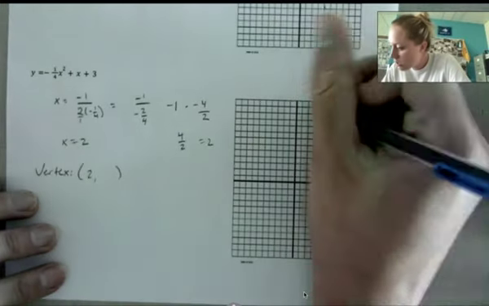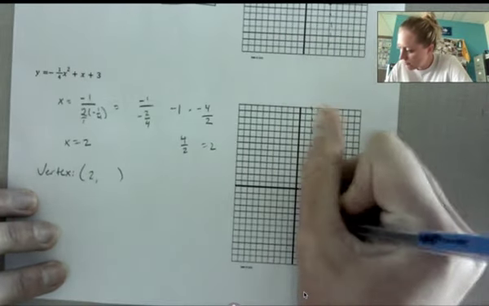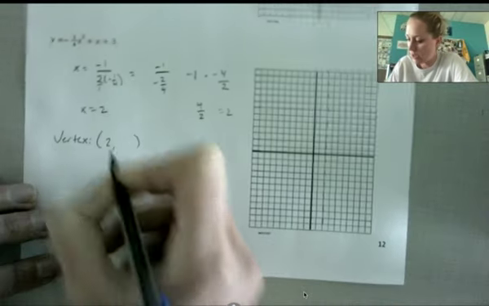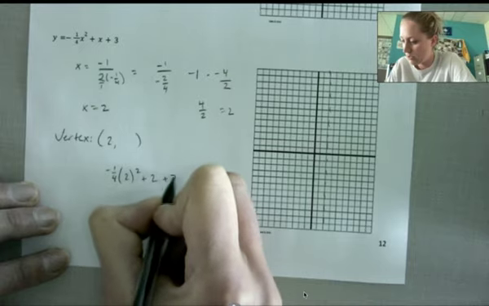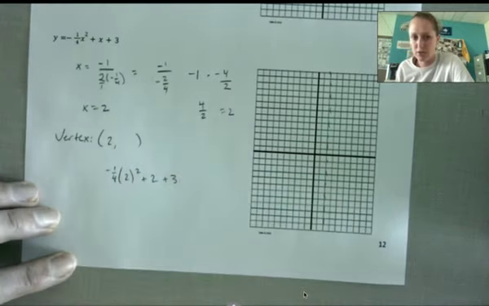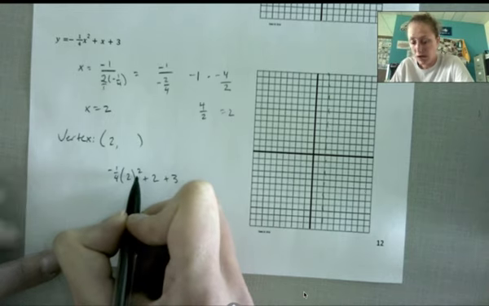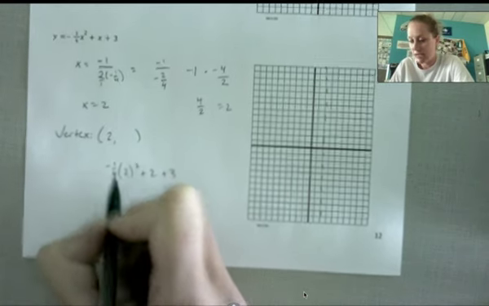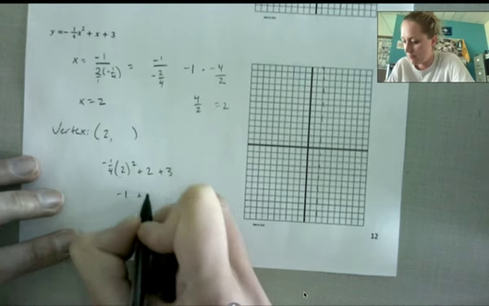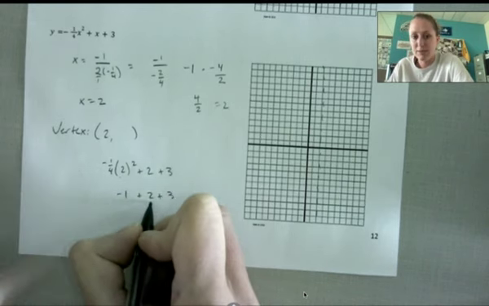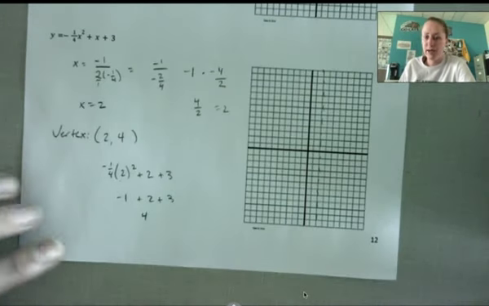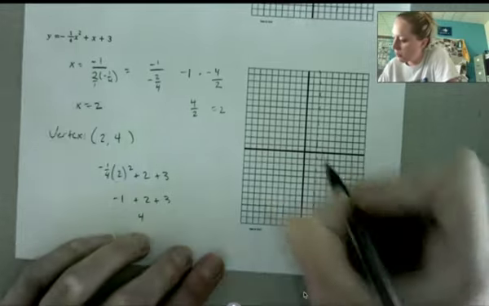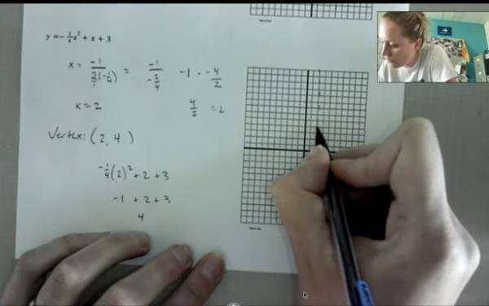So we're going to draw the axis of symmetry in, and plug 2 into the equation. So I have negative 1/4 times 2 squared plus 2 plus 3. I plugged in 2 for x. 2 squared is 4. A fourth of 4 is 1, and I do have that negative there, so it's going to be negative 1. Negative 1 plus 2 is positive 1, plus 3 is 4. So we got a vertex of (2, 4). And this one's going to open down because of the negative a value.